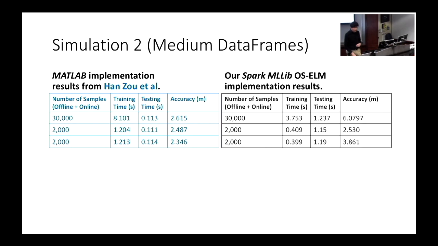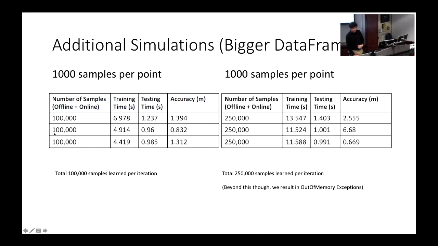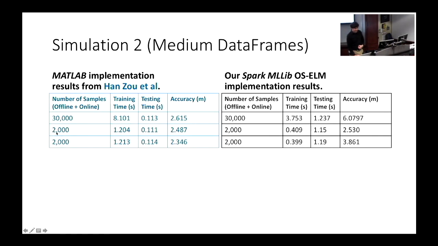So now let's look at a slightly larger data set. Now we're looking at first 30,000 samples, then 2,000 and 2,000. We can see for theirs, it takes 8 seconds to train on 30,000 samples, but ours takes a little less than 4 seconds. So this is where we might be seeing more improvements as we get to bigger data. Of course, there's lots of overhead with Spark, so using it on small data sets is probably not a smart move. As we move higher, we're actually doing better than that Matlab implementation. We can see accuracies are similar again.